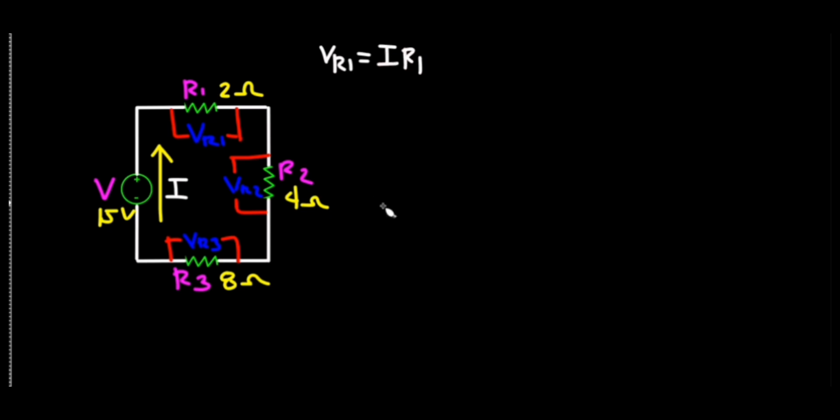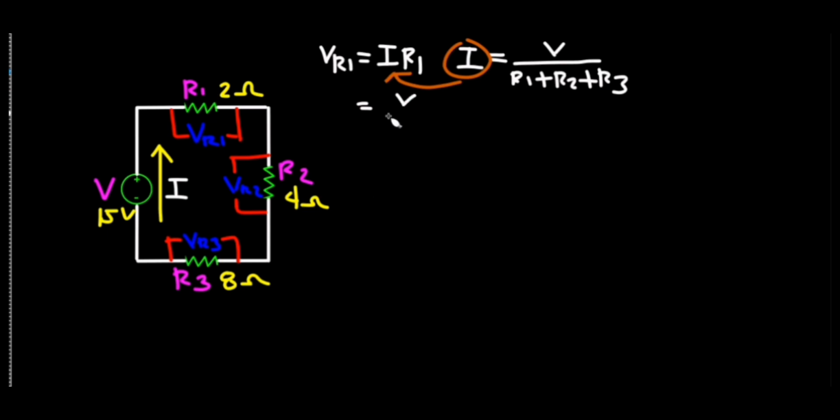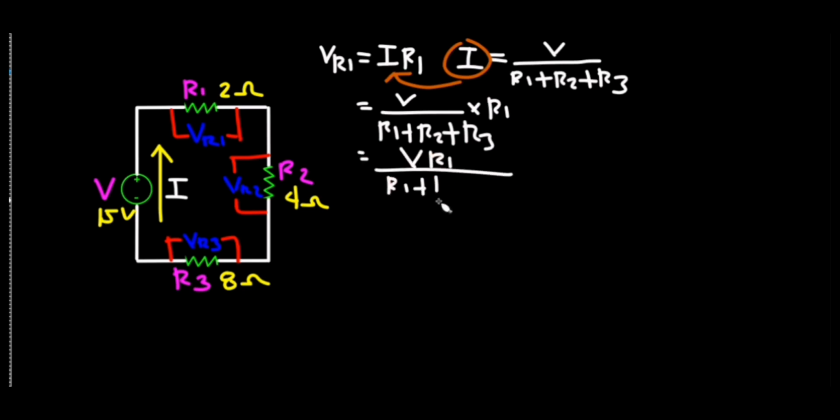VR1 is equal to I times R1. But I is equal to V all over the total resistance of the three resistors connected in series, R1 plus R2 plus R3. Then substitute it to the first equation. So, VR1 is equal to V all over R1 plus R2 plus R3 multiplied by R1. Or simply, it is equal to V times R1, all over R1 plus R2 plus R3.